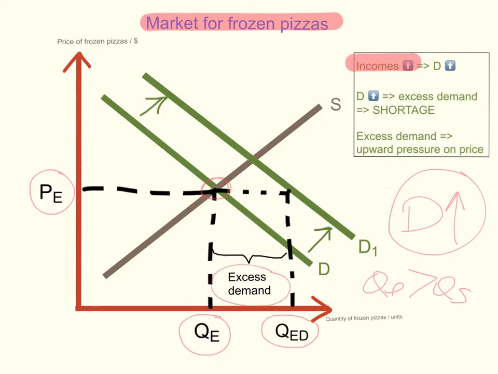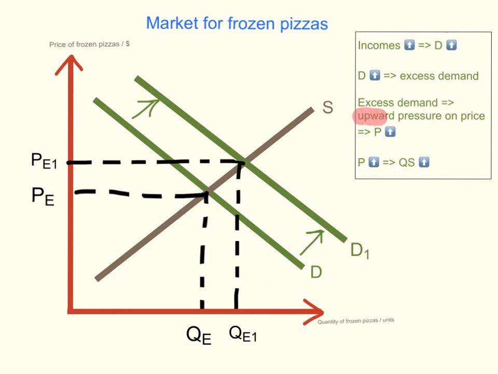QED, this is the new quantity demanded after the demand curve has shifted, and QE is the quantity supplied that's being produced by producers. So for a while, there will be an excess demand. And we know, we've mentioned earlier, that whenever there's excess demand or a shortage, this will exert an upward pressure on the price.